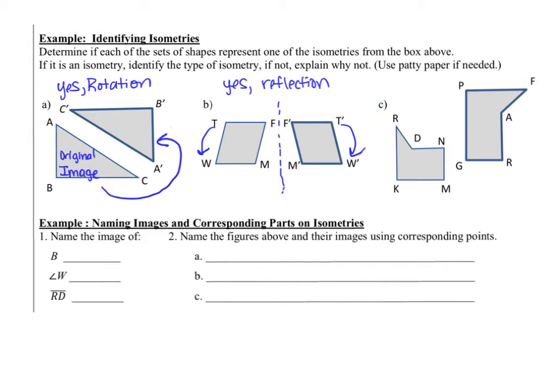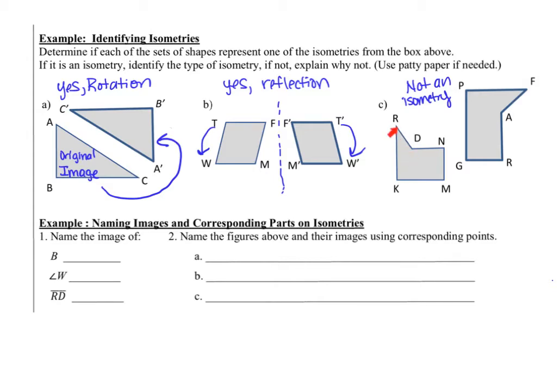Let's look at letter C. We have this weird looking shape here. So first determine if it's an isometry or not, and then if it is, which type of isometry it is. So for letter C, this shape is not an isometry. One of the reasons it's not an isometry is that this shape looks smaller than this shape. So the shapes aren't the same size. And remember, the definition of isometry is that the shape maintains its original shape and size.